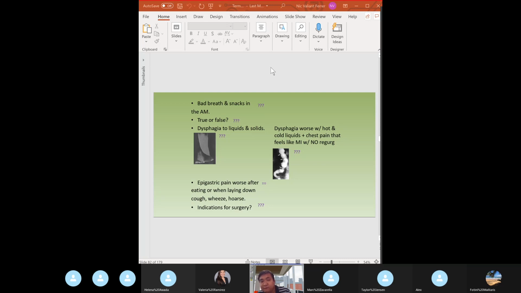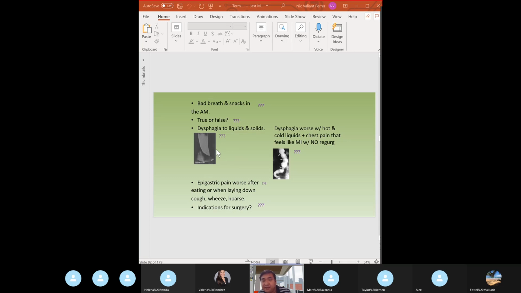Is it a true diverticulum or a false diverticulum? False diverticulum, because it doesn't contain all three layers. Exactly. It only contains what layer? Mucosa. So next, if you have dysphagia to liquids and solids, so both liquids and solids, what do we call that? Look at the image here.